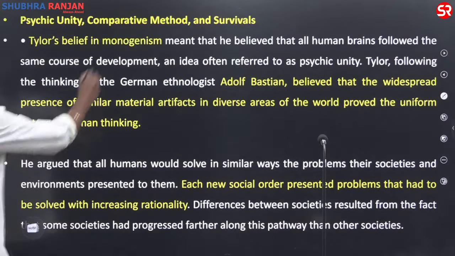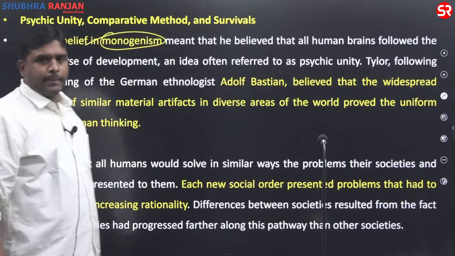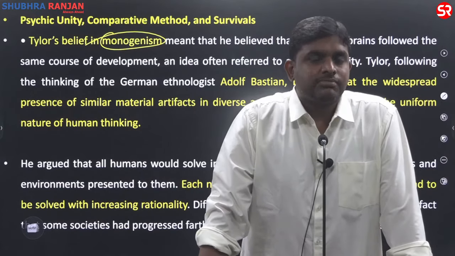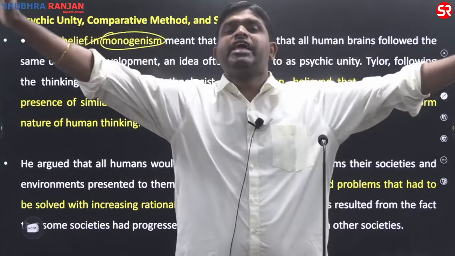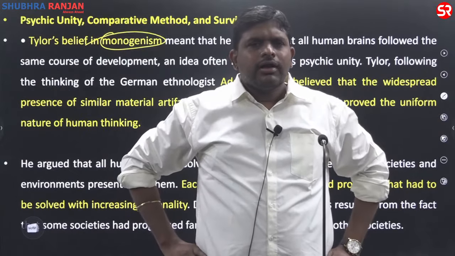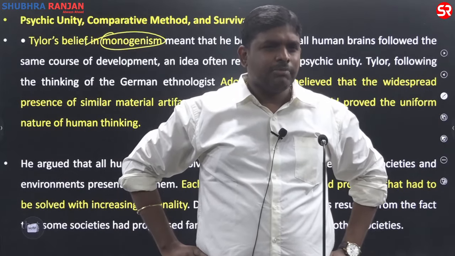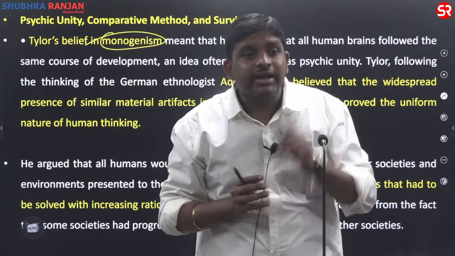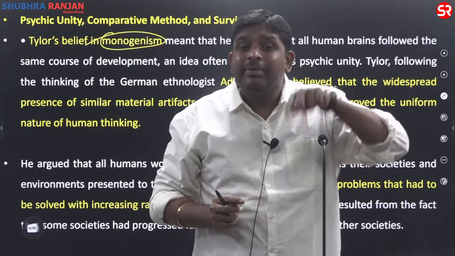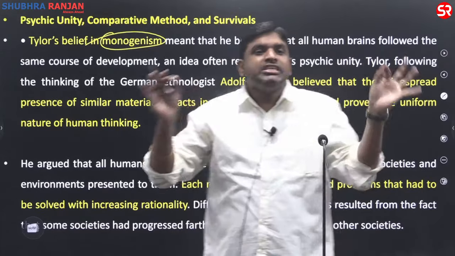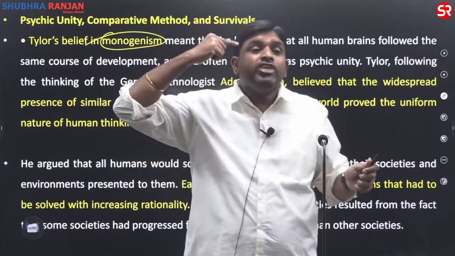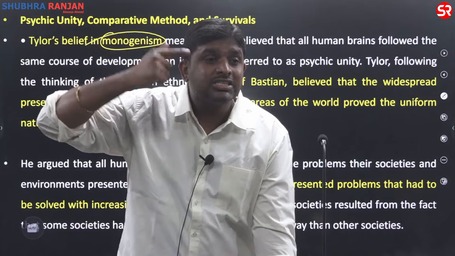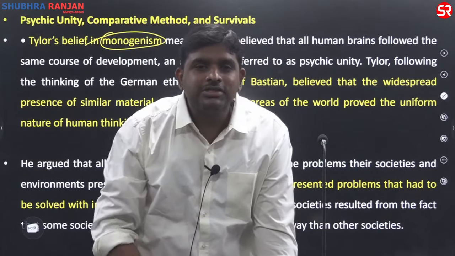Taylor gave a concept called monogenism. Kya hai? Wo kya hai? Taylor's belief in monogenism. So he told that generally they believed in the psychic unity of mankind. Whether the terms which they give will be the same, no, the idea is the same. So we clubbed together and called it the psychic unity of mankind. That psychic unity of mankind is named by E.B. Taylor as monogenism. So he believed that every man will be thinking in the same process. That same thought process he named monogenism.